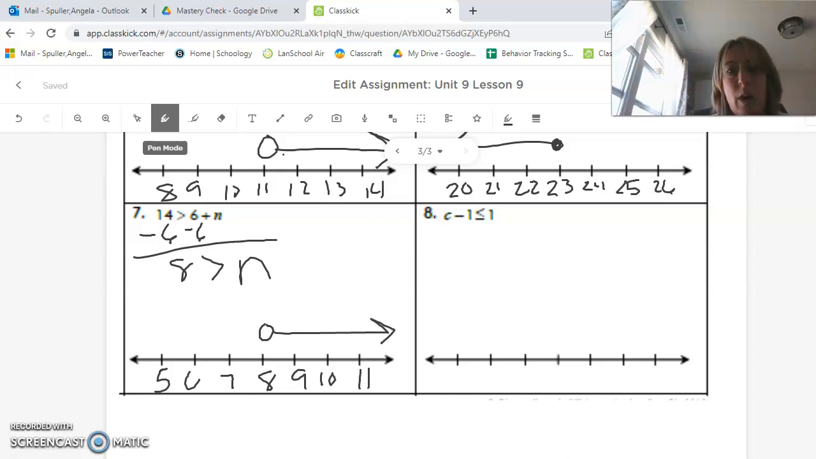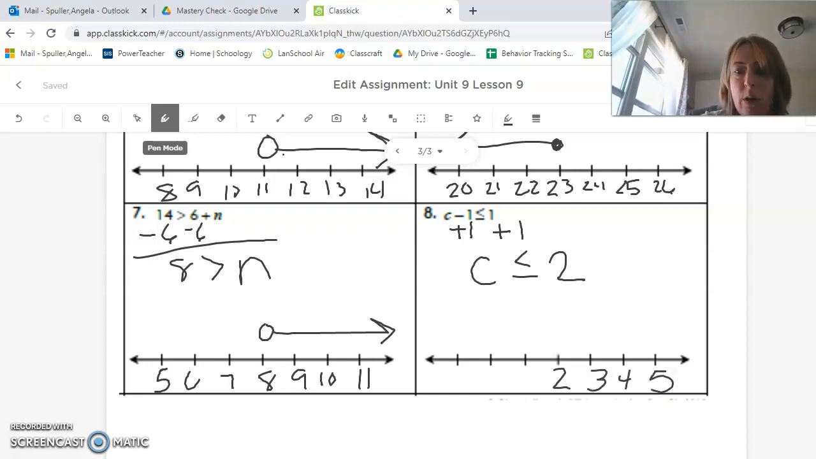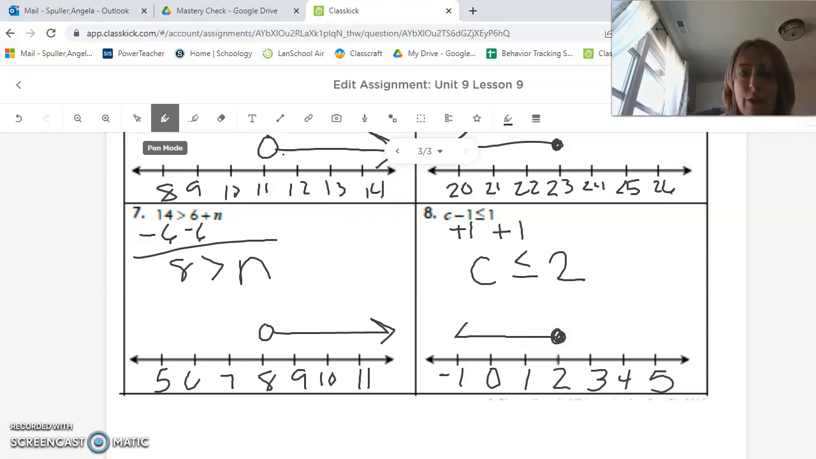C minus 1, so we're going to add 1 to each side. So c is less than or equal to 2. 2, 3, 4, 5. 1, 0, negative 1. Okay, less than and equal to, so closed circle. Less than goes to the left.